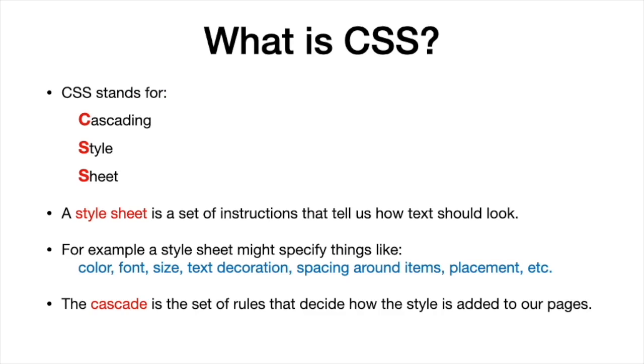So what is CSS? CSS stands for Cascading Style Sheet. A style sheet is a set of instructions that tell us how text should look. For example, a style sheet might specify things like color, font, size, text decoration, spacing around items, placement, etc. The cascade is the set of rules that decide how the style is added to our pages.